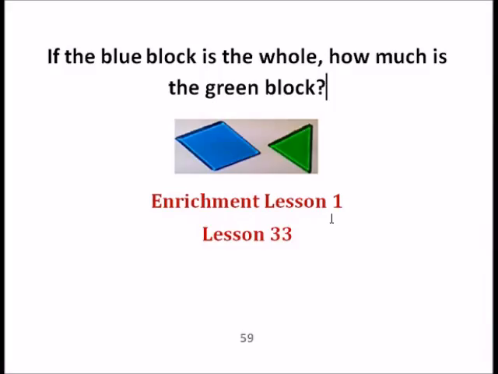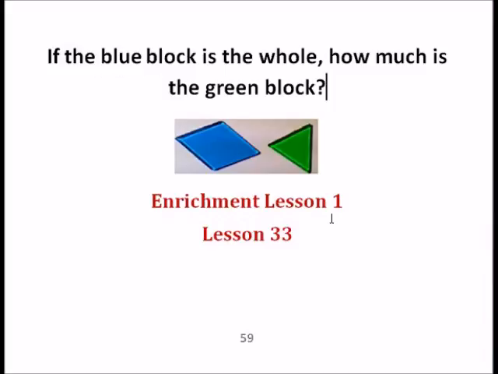And then you have several enrichment lessons at the back of the red booklet. The recommendation is that you do one of those after each 7 lessons. That becomes a nice motivational device for the students because they enjoy these enrichment lessons. So for example, the first one is considering blocks other than the yellow block as the whole. So if the blue block is the whole, how much is the green block?